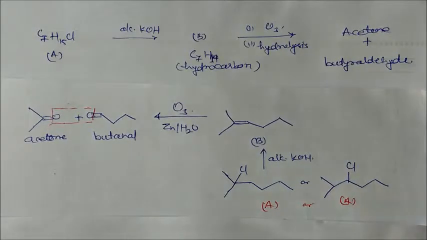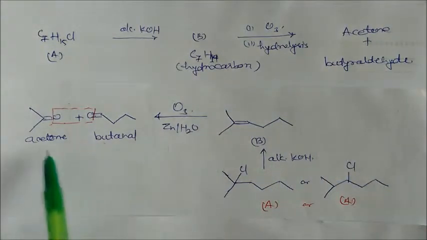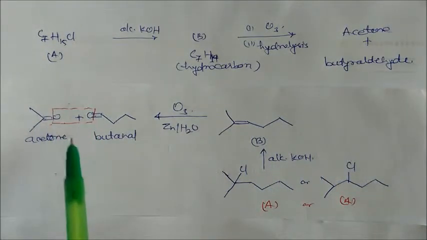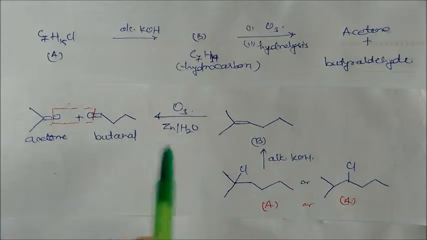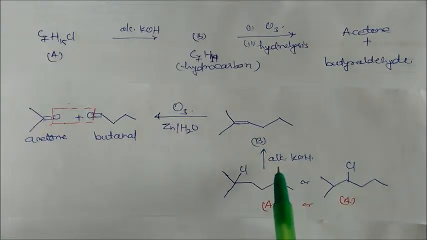So we can see here this is the acetone and this is the butanal. Butyraldehyde is butanal, this is the common name, and this is the IUPAC name. So combination of these two oxygens. So we'll see the retrosynthesis. So the structure of B will be this one, and this we get only after the alcoholic KOH.